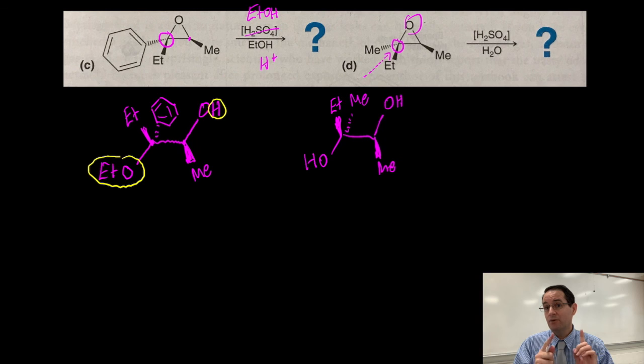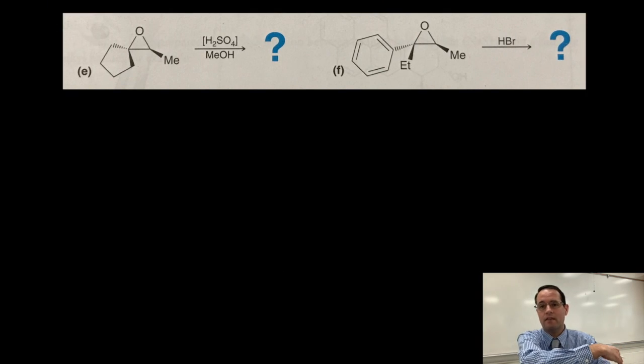The important thing to remember is that the incoming nucleophile we have to place opposite the bond to the oxygen of the epoxide, okay? So if the bond to the epoxide is this way, we have to draw the line to the incoming nucleophile like ethoxy or hydroxy in the opposite direction, okay? Let's do one more here.